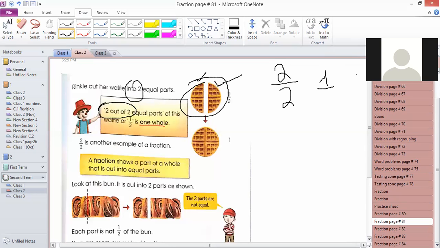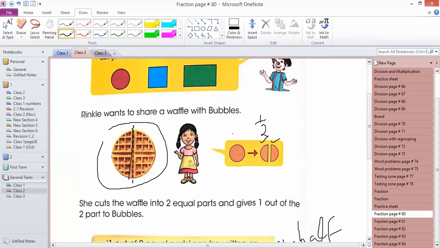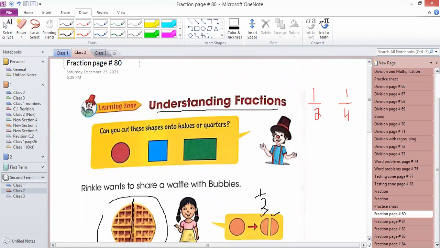That means 2 out of 2 equal parts is actually 1 whole. Look here, guys. Even if you divide it into 4 equal parts, let's suppose this is a waffle and you divide it into 4 equal parts. If you eat all 4 parts, that means there were a total of 4 parts and you ate 4 out of 4. So that means you ate the full waffle.